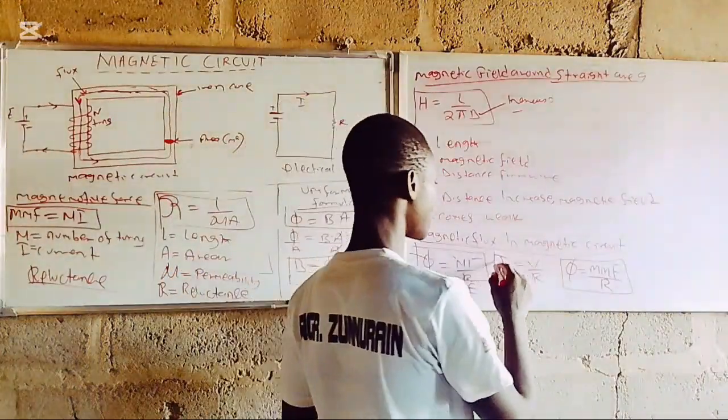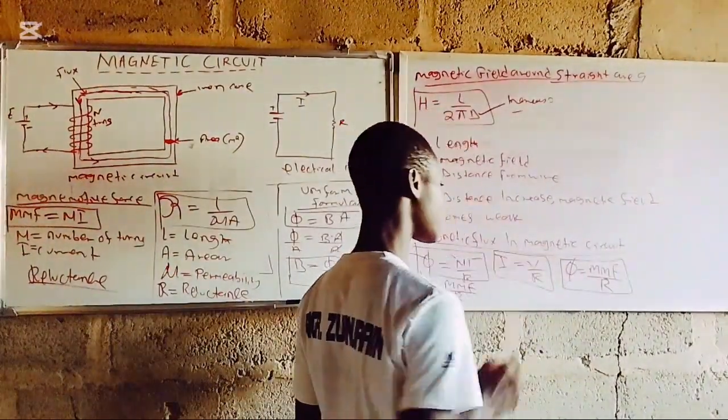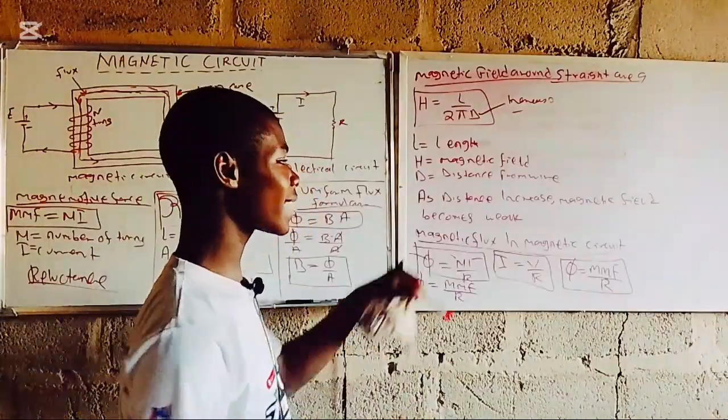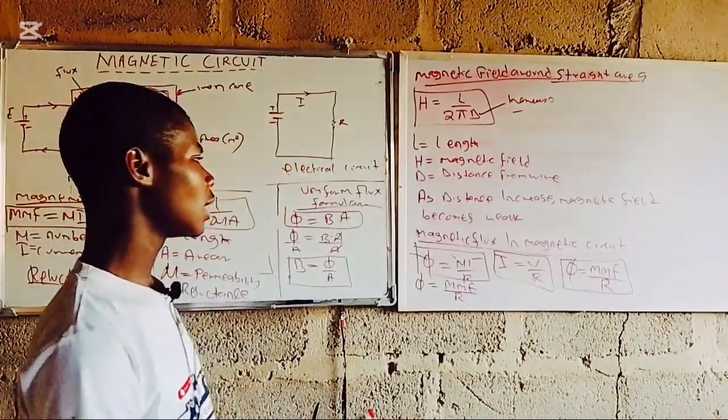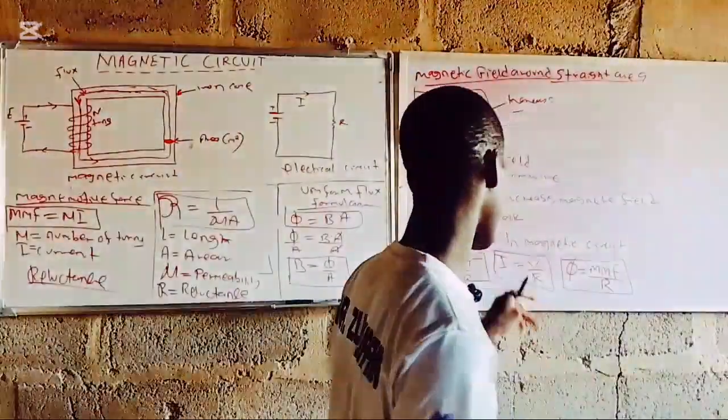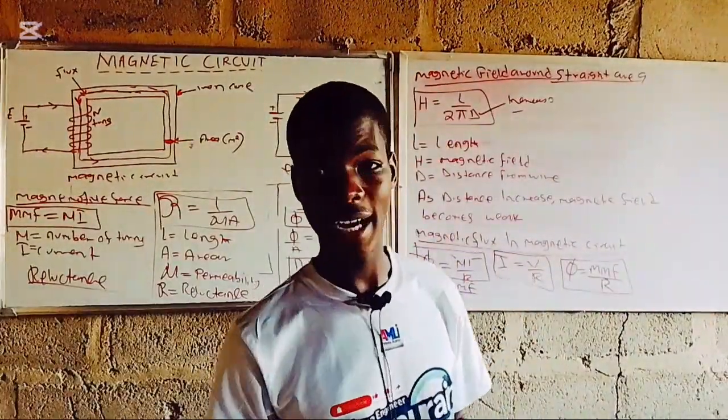And I just compare this to an electric circuit, because magnetomotive force in a magnetic circuit is just like an electric circuit, whereby I equals V over R.